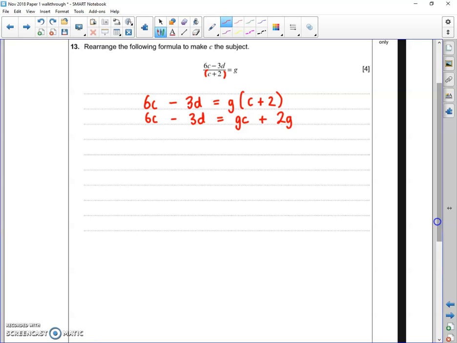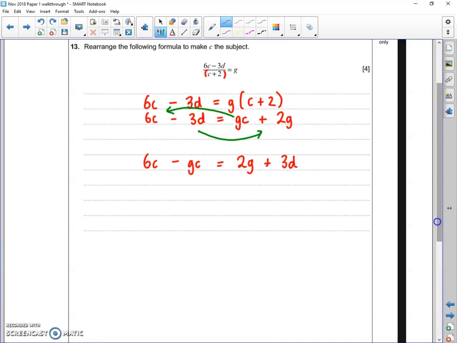Okay, we're making C the subject, so I need all my terms that have got C in on one side of the equation and all my terms that don't have C on the other side. You've got a bit of a choice here. You can go either direction, but I'm going to take that gc over to the left, and I'll take minus 3d over to the right. And that will give me 6c, which was already there, take away gc, which is the one that came over, is equal to 2g, which was already there, plus 3d.